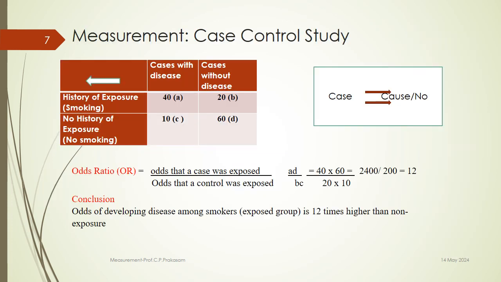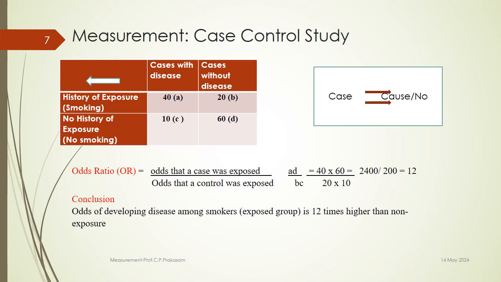Here we will illustrate with an example. Cases with the disease are 40, as the illustration is given, and cases without the disease are 20. Among the 60 patients identified, we assume they have a history of exposure to smoking. Similarly, we take 70 people, from whom the exposure to non-smoking is given here. These are 40 plus 20, 10 plus 17. These are the total sample.